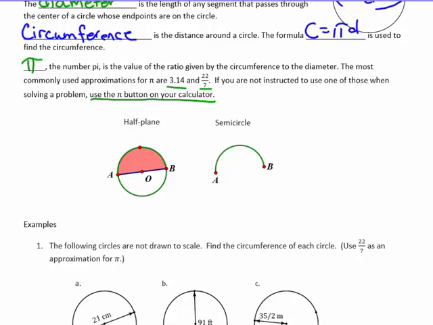Down here we have two additional vocabulary words. We have something called the half plane, which is half of the circle filled in. This has to be filled in, which means we're going to be talking about area when we get there. A semicircle is half of the circle not filled in, and we use that one for circumference.